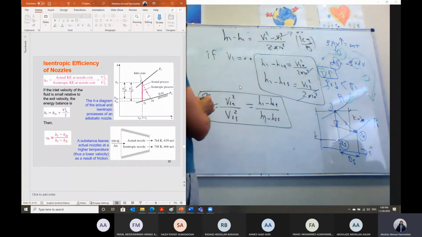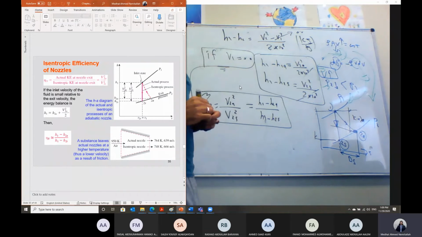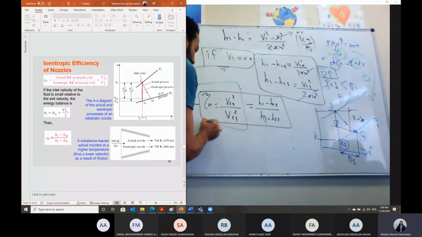But this formula, shabab, is only applied if what? If the inlet velocity is what? Is equal to 0. So the isentropic efficiency of the nozzle, this is the main definition of the isentropic efficiency of the nozzle.